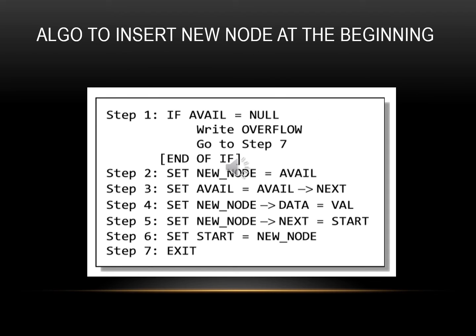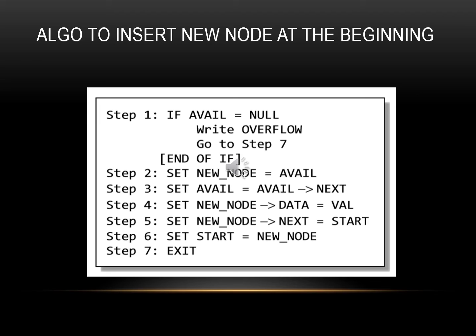So step 1 says if avail is null, that means if there is no available space, because we have already seen avail, which is the pointer variable that keeps track of the empty memory space. So if avail is null, write overflow. That means memory cannot be allocated, so no question of a new node, and go to step 7, that is exit. Otherwise, set new node equal to avail, meaning the address of the new node will be the address stored in avail, and avail equal to avail next. So avail will move to the next empty memory.